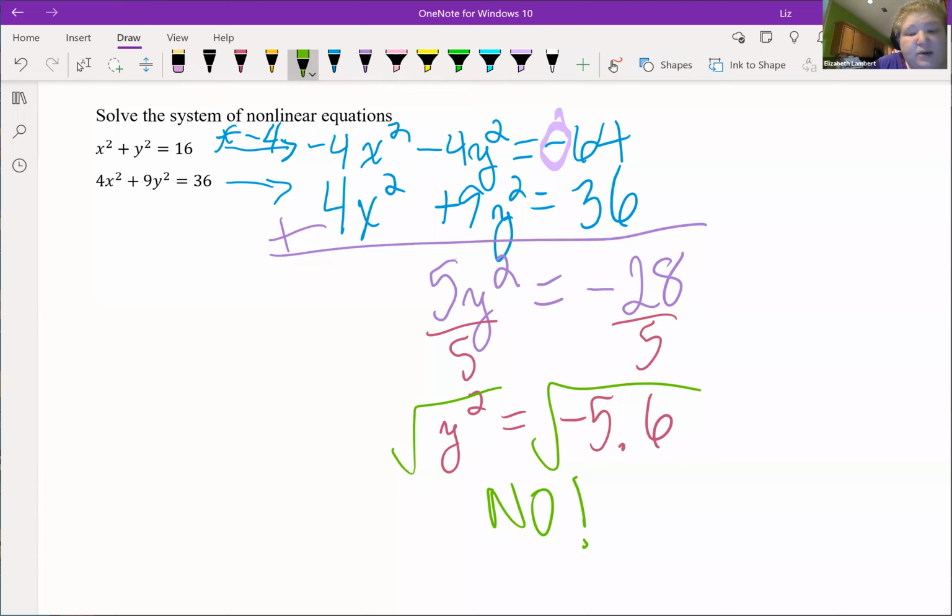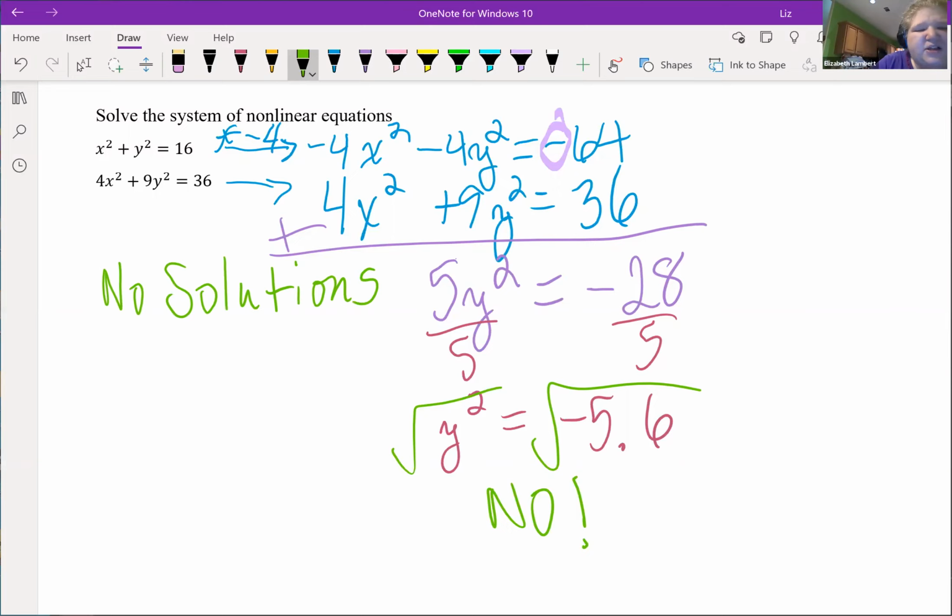So when you get something that would give you an imaginary, or you could also get an inconsistent system, that's the fancy name for this. And that happens when you get a false statement. Like in the past, we saw it would be like 0 equals 3. No, it doesn't. So it was false. So that's what this one is reckoning back to. It's when we had parallel lines. So, no solutions.